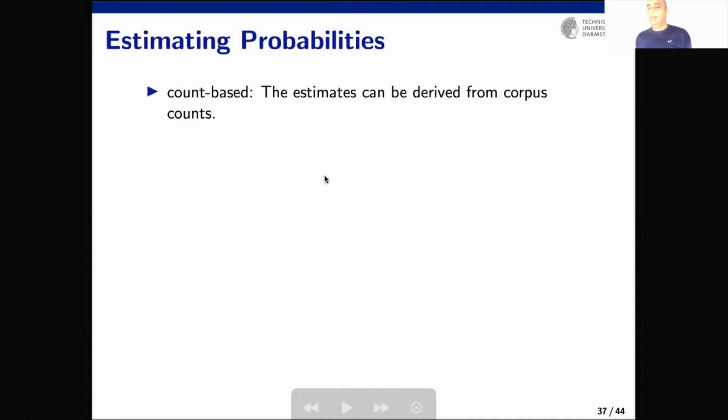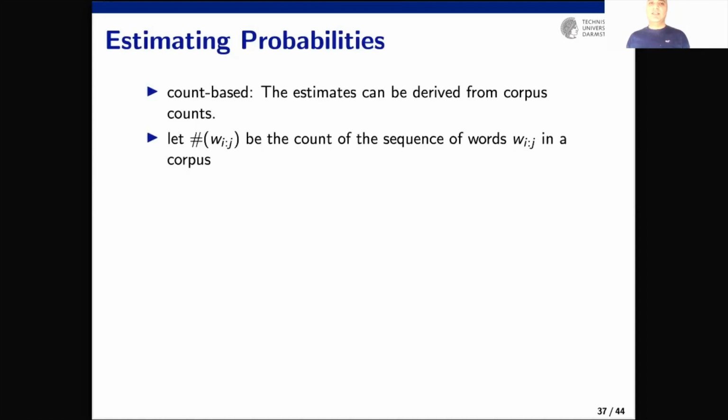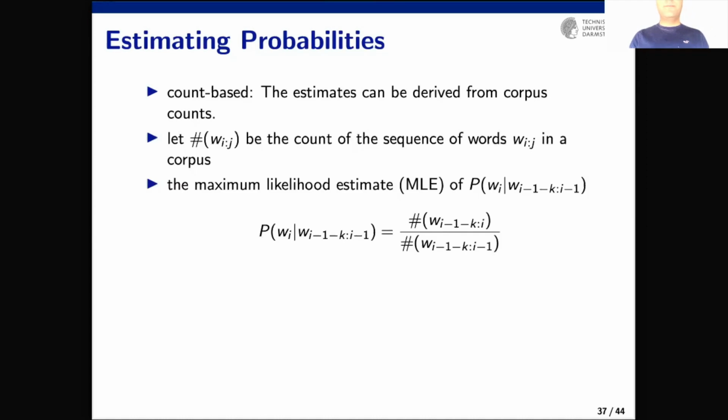Okay. The only question is, how should we estimate the probability? The first answer, or the traditional answer, is to count. So we can estimate each probability by looking at the frequency of the event in one corpus, right? So let's use this notation to refer to the count of the sequence of words, Wi to j, in a corpus. And then we can use the maximum likelihood estimate, or MLE, of the probability, which is the number of times a sequence of words happens divided by the number of times that its context happens.